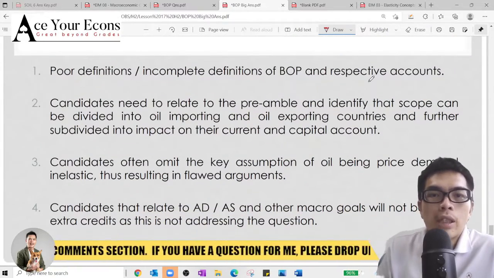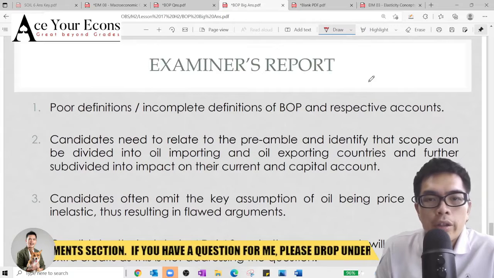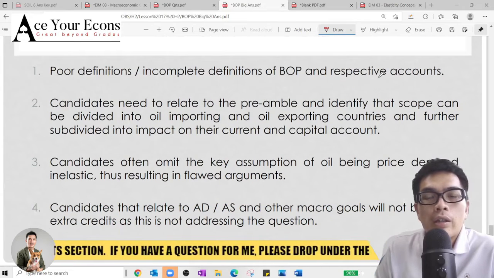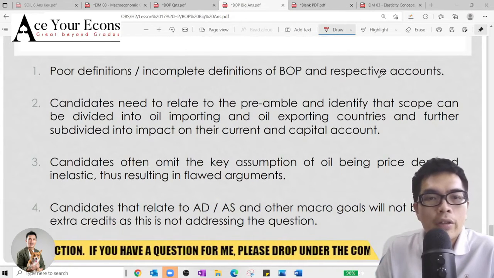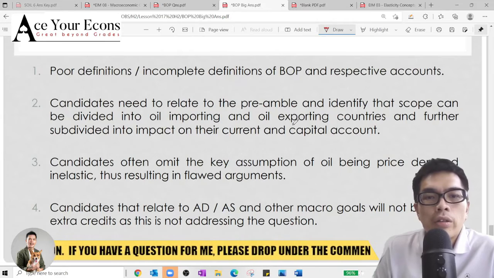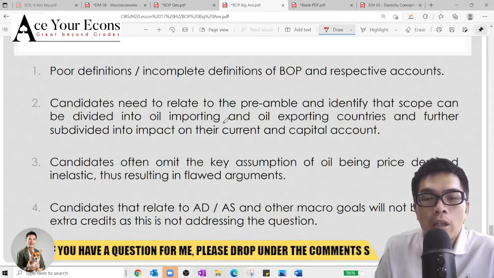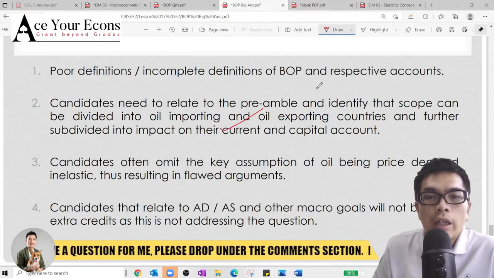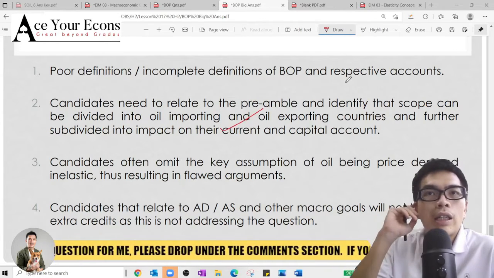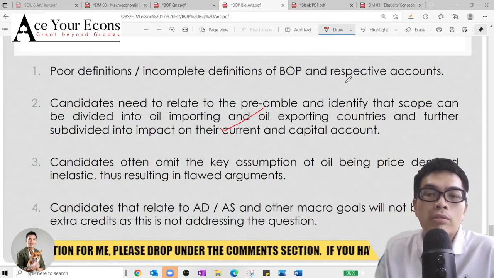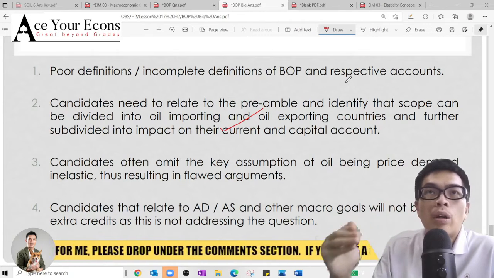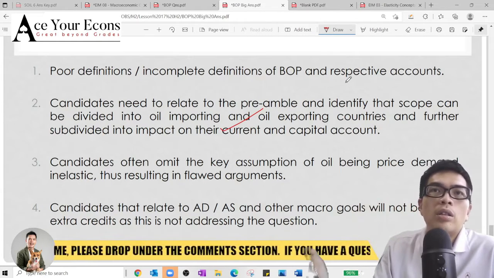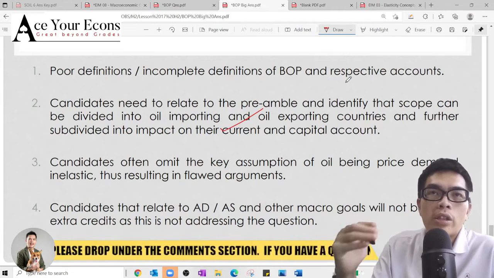Alright, I'm going to go through some of the observations. Definitions and the identifying of the respective accounts are not there. So you need to identify all importing and all exporting countries before you can have a more meaningful discussion. The minimum requirement is to illustrate the effects on the current account. If you want to score a little bit more, add the capital and financial account. Short run, long run variation is not required.